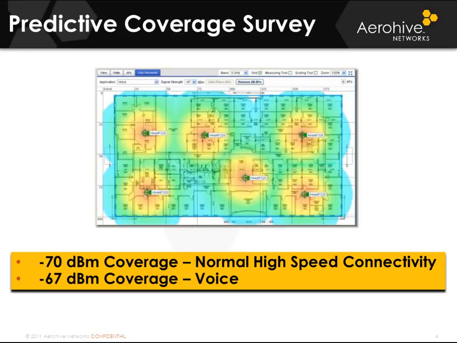Looking at the diagram, you can see that this particular rendering was done for a signal strength of -67 dBm. Everywhere that you see at least the blue color, that is a -67 signal strength. As you move closer to the access points into the yellows and reds, the signal strength is even stronger. This is a predictive survey that was done for voice coverage.